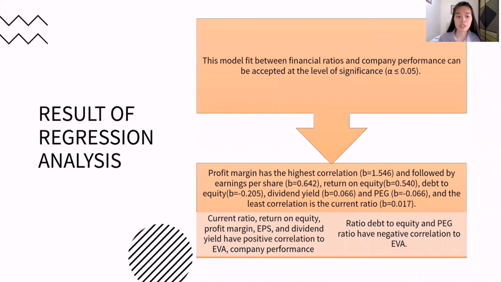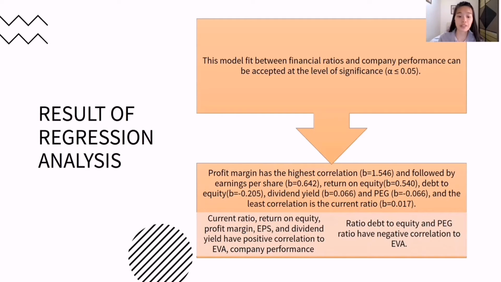The result of the regression analysis shows that this model fit between financial ratios and company performance can be accepted at a level of significance. Besides that, it also shows the beta correlation. The profit margin has the highest correlation with a beta of 1.546, followed by earnings per share, return on equity, debt to equity, dividend yield, and PEG. The least correlation is the current ratio at 0.017.